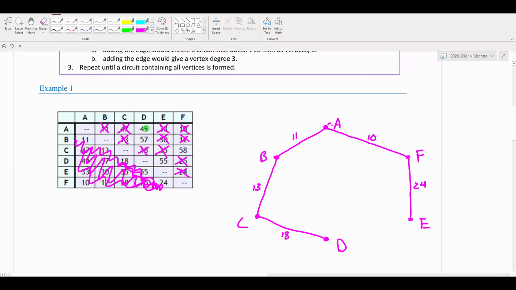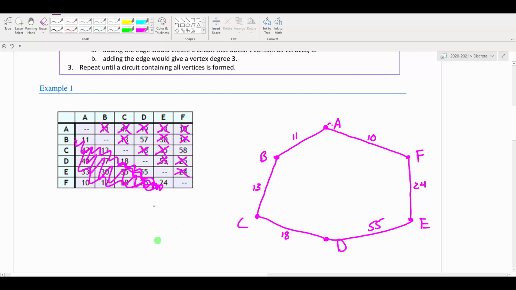Next up, 49. So A to D. Nope. All right, that creates a degree 3 here. And then we go to 57, so this one's going to be B to D. Oh, wait, 55 was the next shortest one. So this one goes from D to E, and I think that's the one we're looking for. There we go. And I'll put a 55 on there. And that completes our circuit, and that's okay because this circuit includes all of the vertices. All right, so 55 was the next one used.